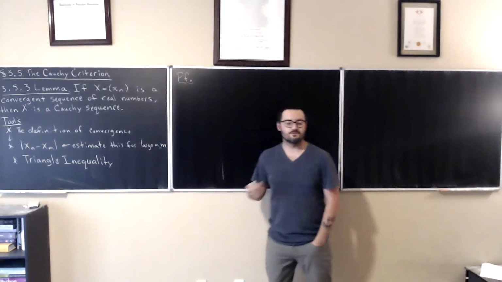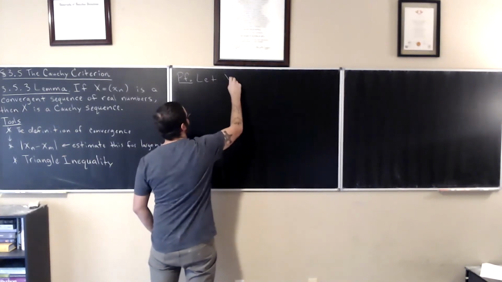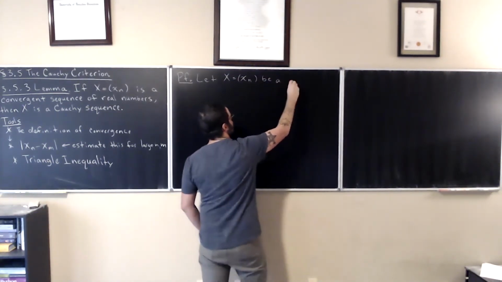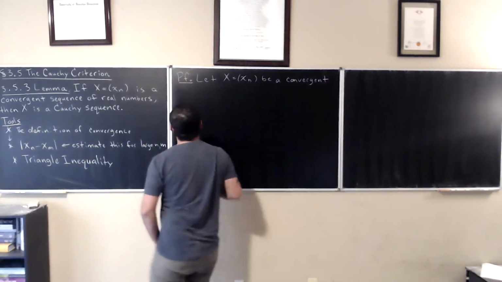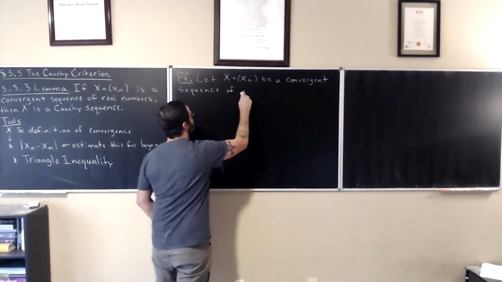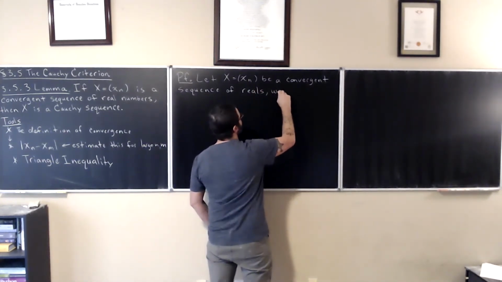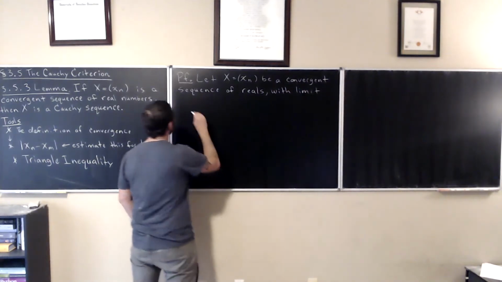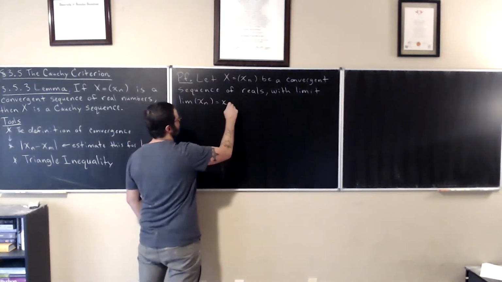Let's suppose that X is some sequence of real numbers, so it converges. Let X be a convergent sequence of reals, I'll just say reals to shorten it up, with limit, say, little x. So we're going to assume that the limit of x_n is equal to little x.